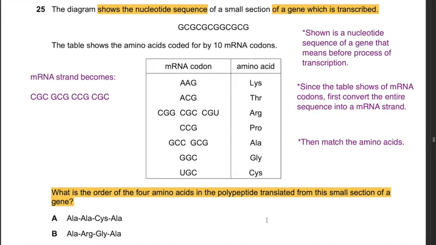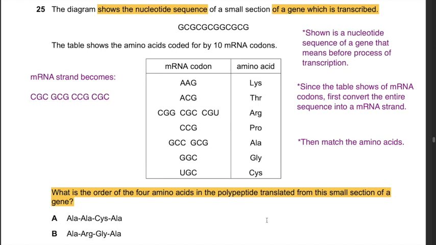Question 25. The diagram shows a nucleotide sequence of a small section of a gene which is transcribed. The table shows the amino acids coded for by 10 mRNA codons. What is the order of the 4 amino acids in the polypeptide translated from this small section of a gene? Shown is a nucleotide sequence of a gene. That means before the process of transcription has occurred.